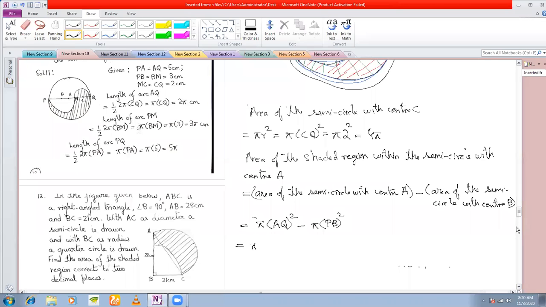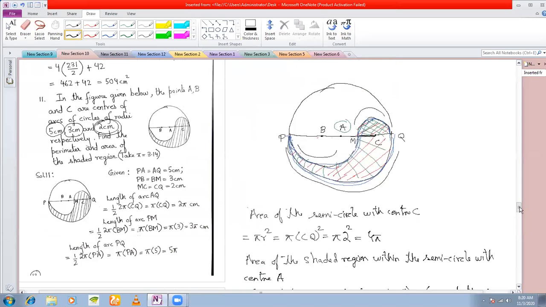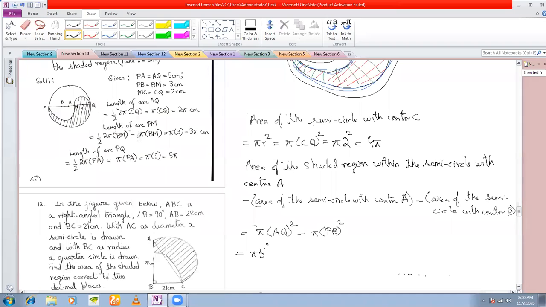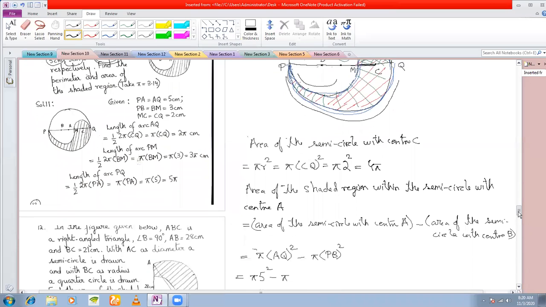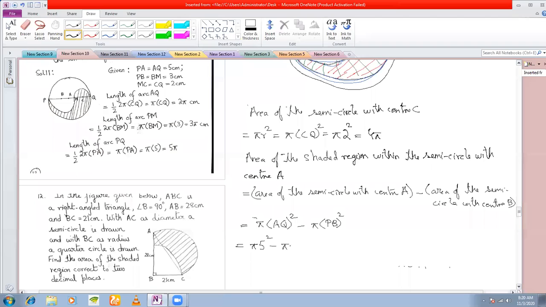Pi. And this time, what is the radius of the circle with center A? It is given to be 5 centimeters. So put the value here, pi into 5 square minus pi PB. What is the radius of the semicircle with center B? It is 3 centimeters. So put the value here, pi into 3 square. So this becomes 25 pi minus 9 pi, becomes 16 pi.